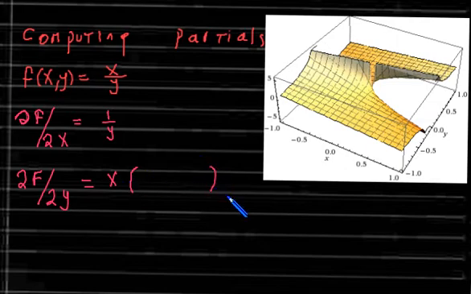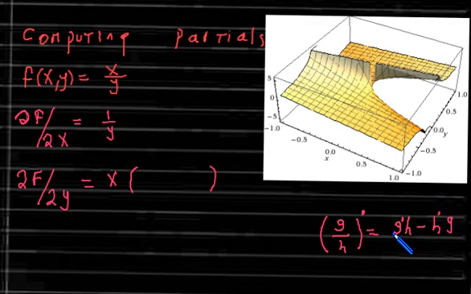Now let me remind you of what the quotient rule says. If you have, let's say, a quotient of g over h, and I want to take the derivative of that, g over h prime, this is going to be equal to g prime, the derivative of the numerator function, times h, minus h prime, the derivative of the denominator function, times g, and all of this I must divide by the square of the denominator function.